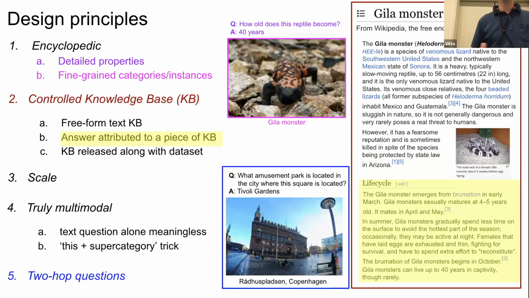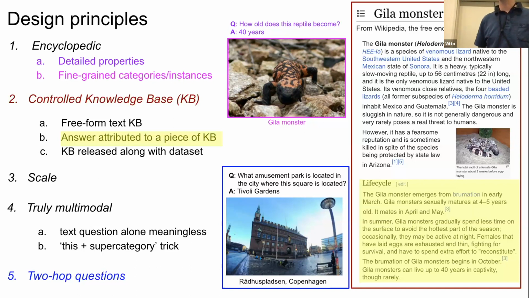We provide a controlled knowledge base with free-form text, which is Wikipedia, where the answers are attributed to a specific piece of text. This would be for the Gila monster. And we release that knowledge base along with the dataset. We care about scale, making it in the million-range of questions. And for this, we come up with what we think to be clever ways to use annotators, automating nearly the whole process and leaving only very specific things we don't manage to fully automate to ask humans to annotate.